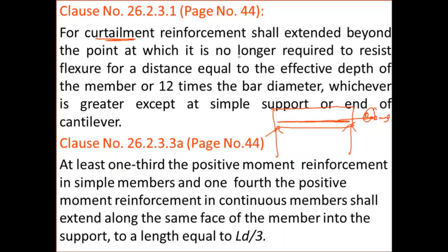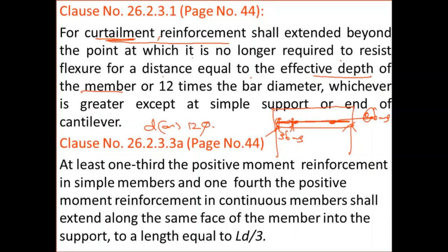Now, whenever you do the curtailment, see this: for curtailment, reinforcement shall be extended beyond the point at which it is no longer required to resist flexure for a distance equal to the effective depth of the member or 12 times the bar diameter. That means if you feel that here we don't need to keep 6 bars, in this zone maybe 3 bars are enough.